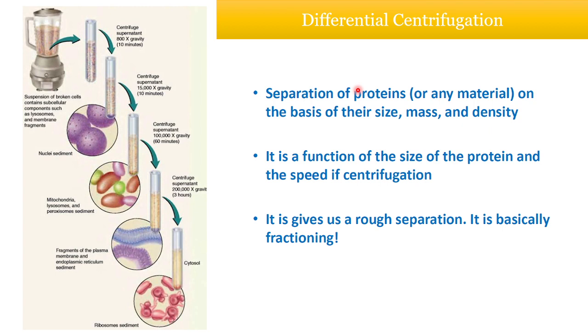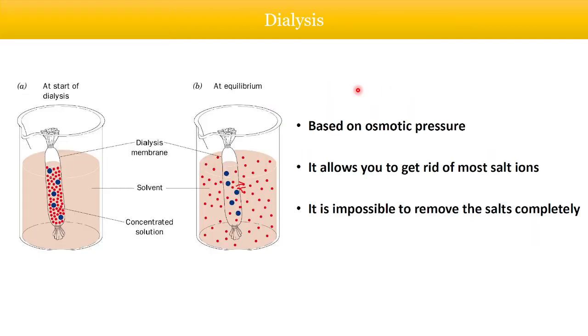Coming to differential centrifugation, which I mentioned previously, you separate the proteins on the basis of size, mass, and density. It is a function of the size of the protein and the speed of centrifugation, and it gives us a rough separation. When you centrifuge at a low speed, you get some components. Then when you centrifuge at high speed, you get the others. In this manner, you are fractionally separating them, which is differential centrifugation.